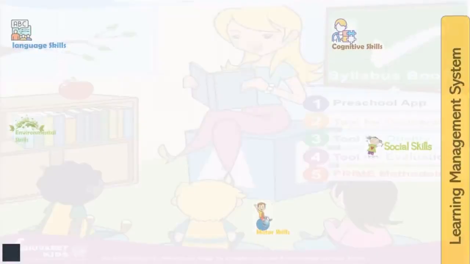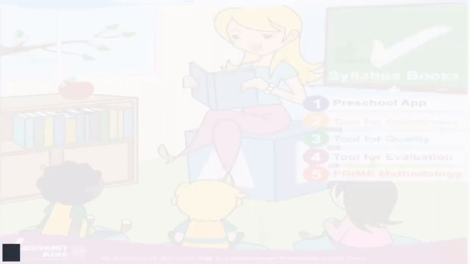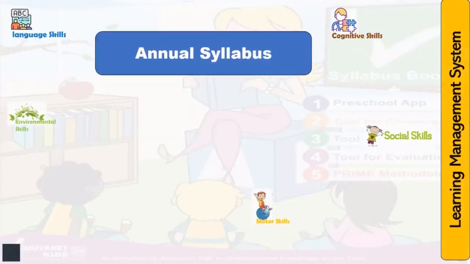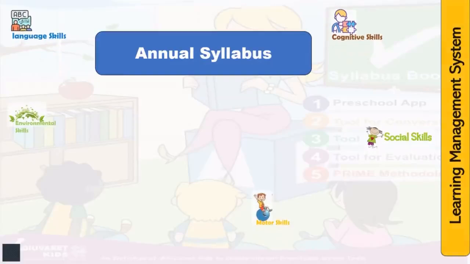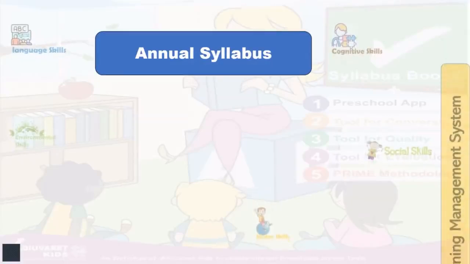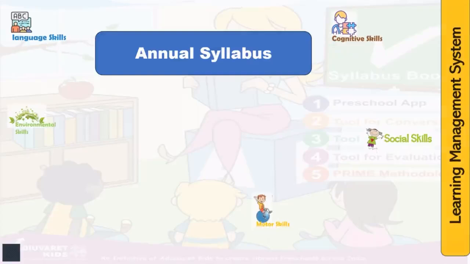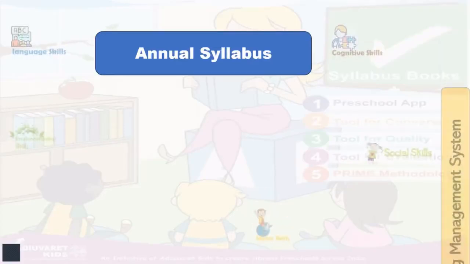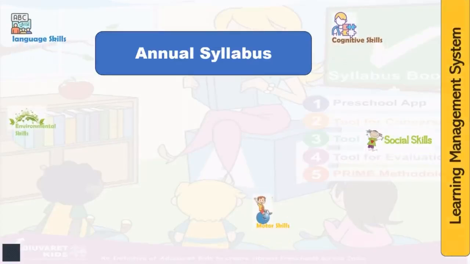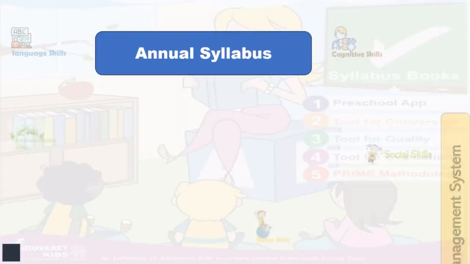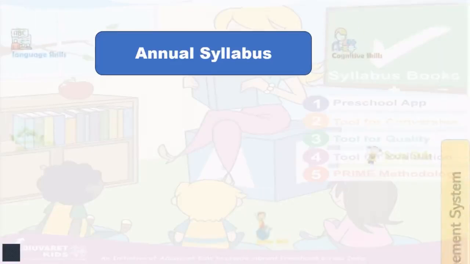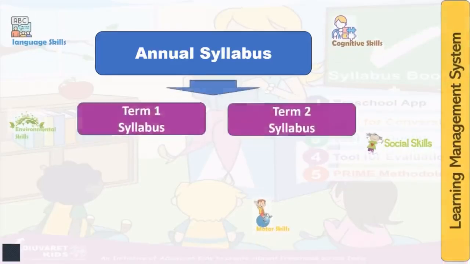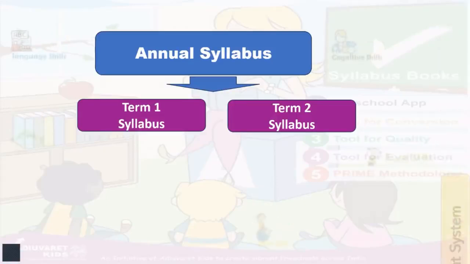Now, where does the teaching plan come from? The teaching plan is generally derived from the syllabus that preschools try to follow and implement in their school. Now, when preschools work on an annual syllabus, and if we try to understand the learning management system or LMS in a preschool setup, then the annual syllabus is divided into different terms.